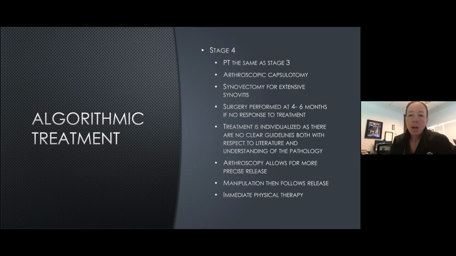At stage 4, it's the same as stage 3, but then you're going to start considering intervention, whether it's an arthroscopy, manipulation, or combination of the two. It needs to be very individualized. If you have a patient who can be patient, sometimes you can wait a little bit longer. But if you do any of these interventions, you want to follow that up with therapy right away.